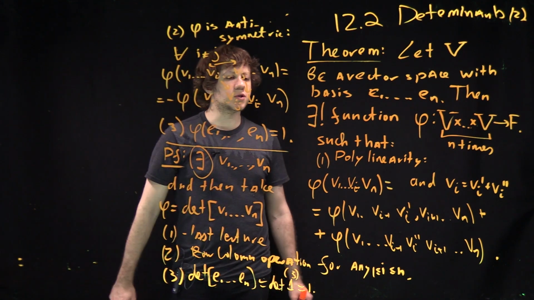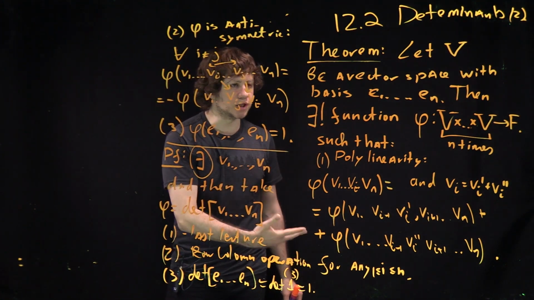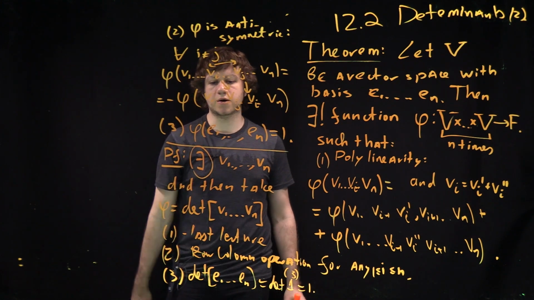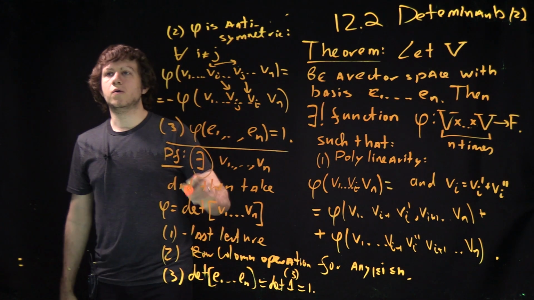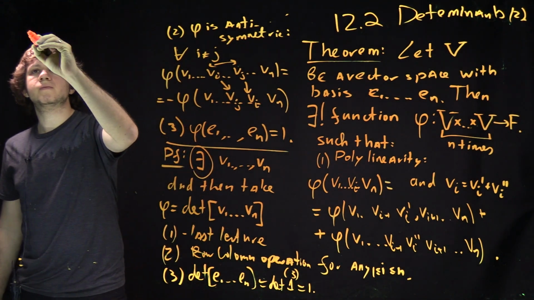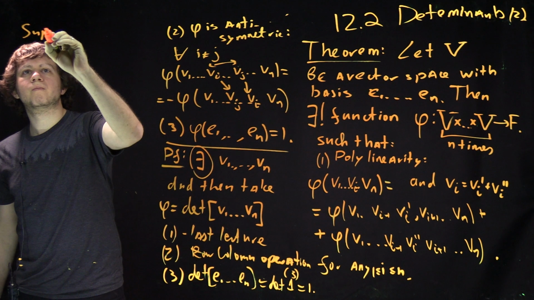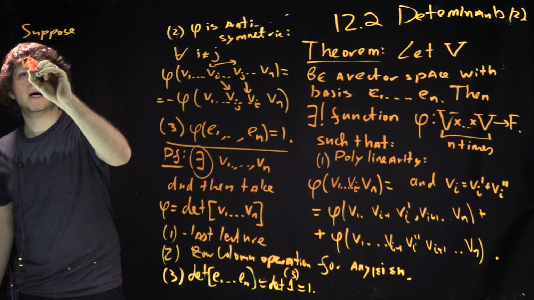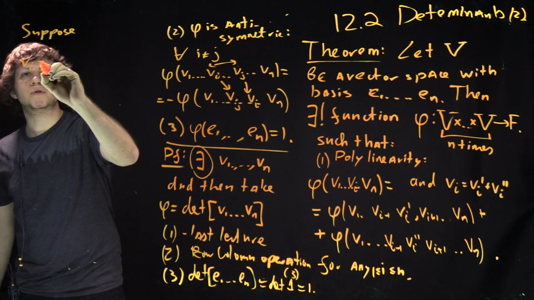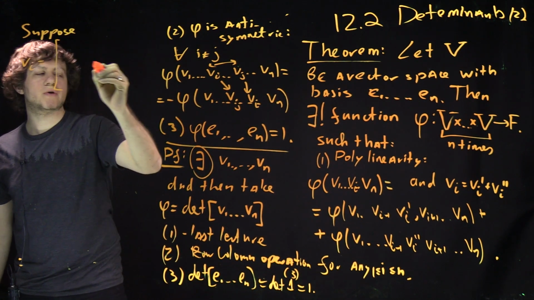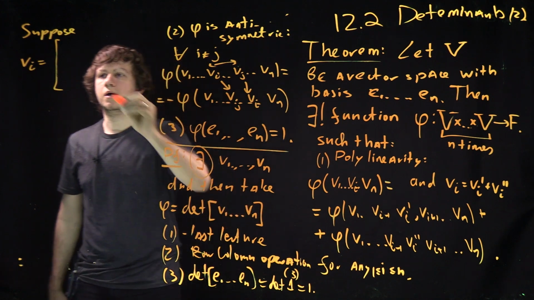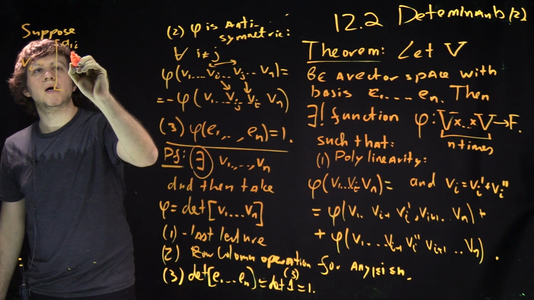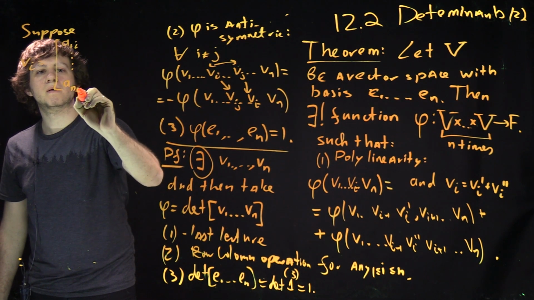And an interesting question is why it's actually unique. And for that, let's just see where it comes from. So let's suppose that our vi equals, and then I will just write down in the usual notation the ith column. So the ith column is a1i up to ani.